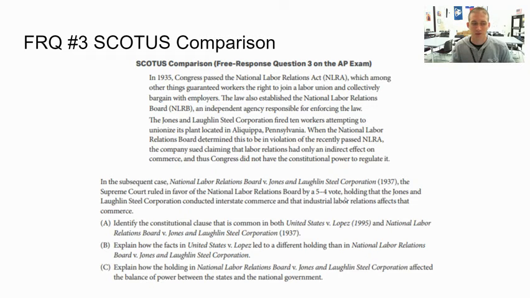And then C is back to just simply answering the question. Explain how the holding affected the balance of power between states and national governments. So it's kind of like application of other things that you've learned outside of Supreme Court cases. So this is not the prompt that you will see on Tuesday whenever you write one of these, but it will be in the same format.